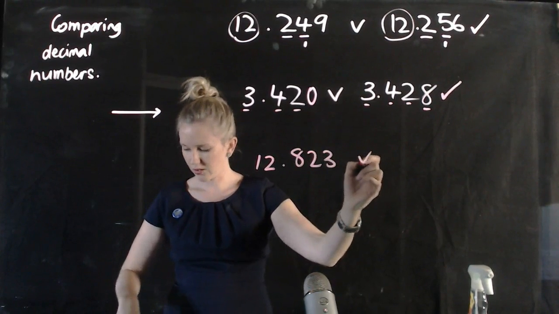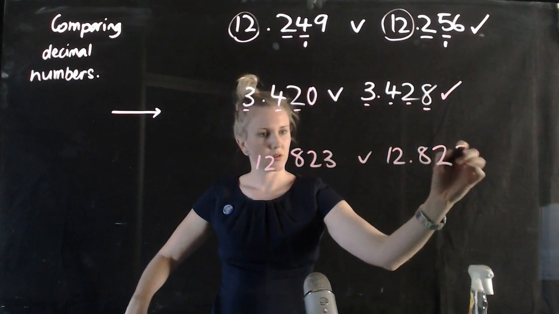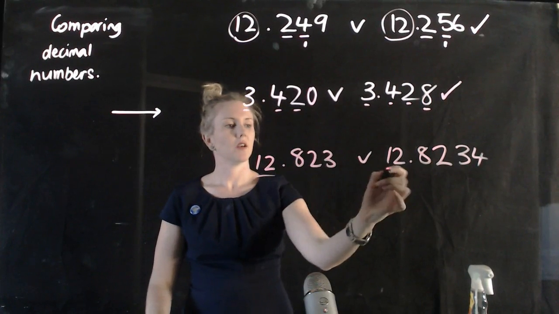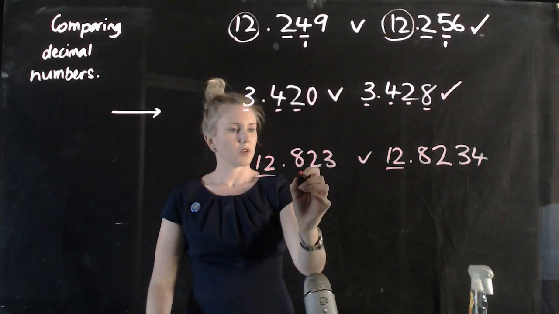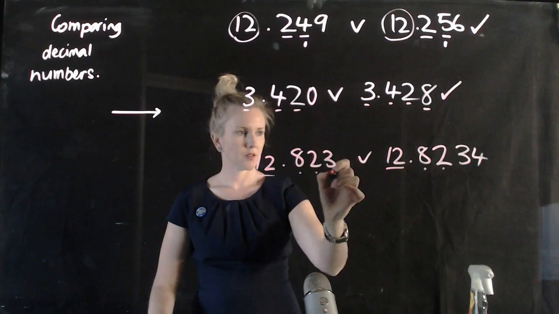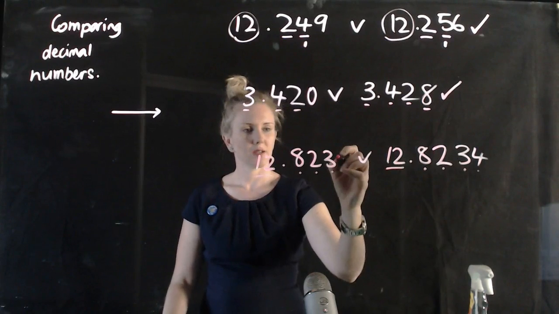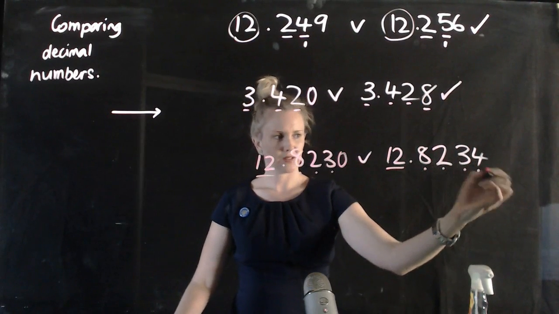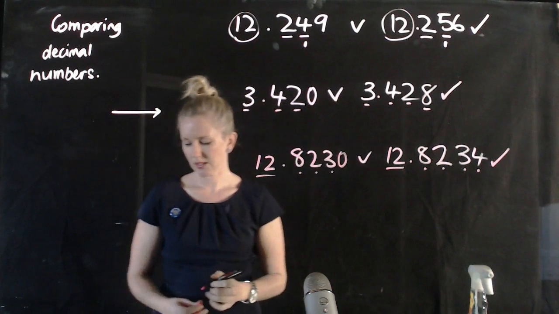12.823 compared to 12.8234. Okay, so the same goes for this one. We look at the whole number first, out the front, both 12. Then we've got decimal point 8/10, 2 hundredths, 3 thousandths. Okay, and then this has a 4 at the end. This one doesn't, so I would add a 0. And then that's got 4/10 of thousands. So this is our larger number because 4 is larger than 0 at the end.